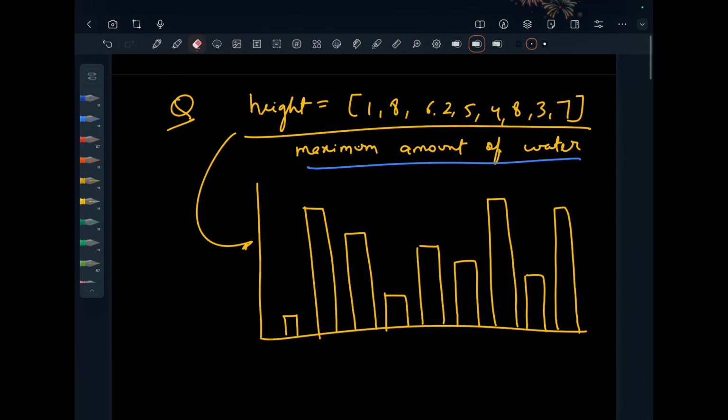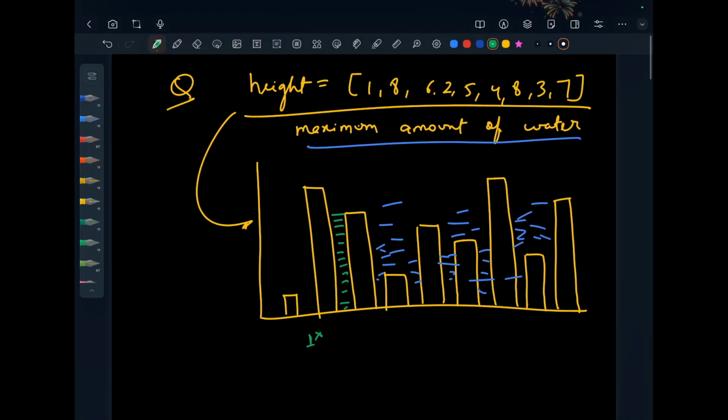It is saying that if you fill water somewhere here, what is the maximum amount of water you can fill between these pillars of different heights. Let's say you fill water here between these pillars, the maximum water you can fill will be 1 into 6, right? Because the distance between these two pillars is only 1, and the height up to which you can fill the water is 6. You cannot fill the water up to here, because it will overflow. So between these pillars we can only fill 1 into 6, that is 6 amount of water.